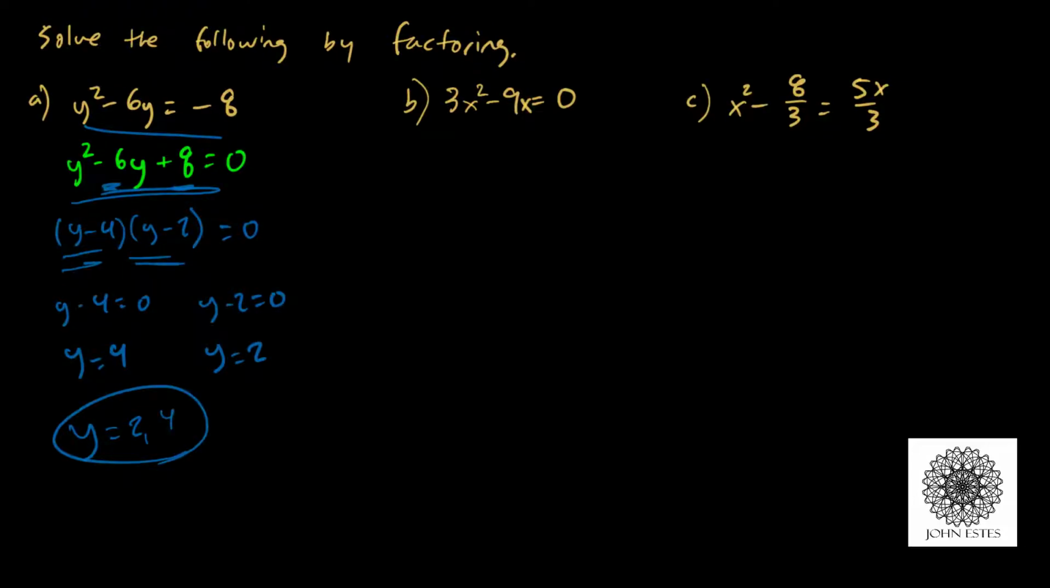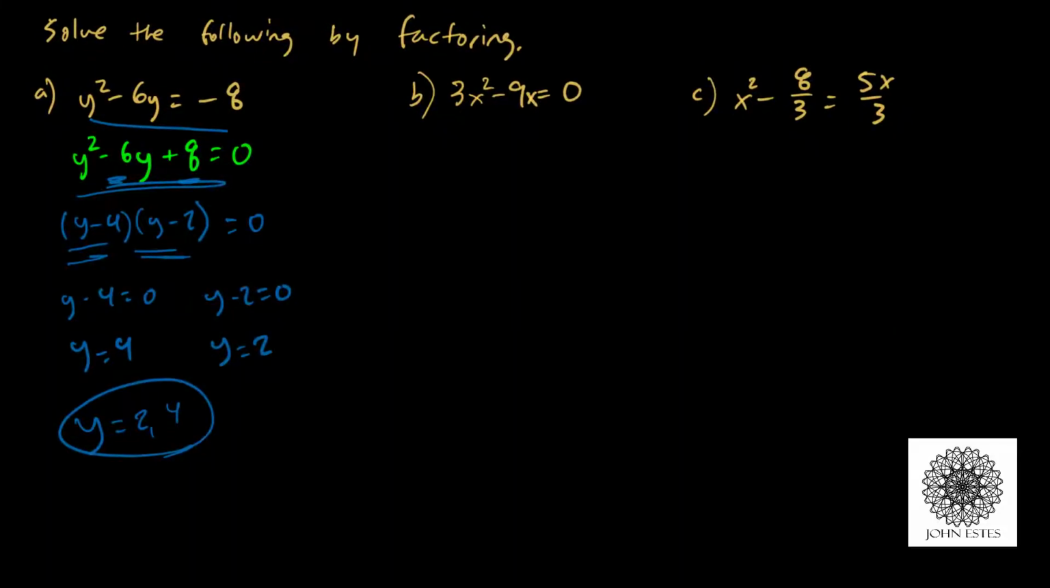Now for question B, we have 3x squared minus 9x equals 0. I already have 0 on one side, so now I just need to try to factor it. The first strategy you should always try is to factor out the greatest common factor. Here I can do that, and I can take out of everything a 3x.